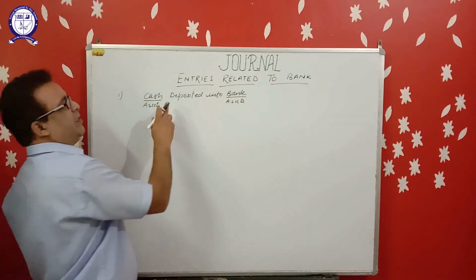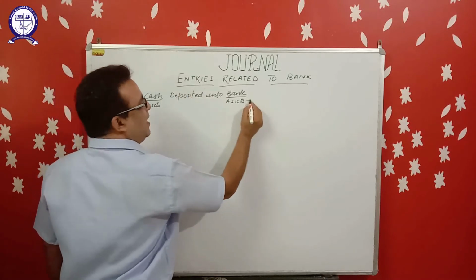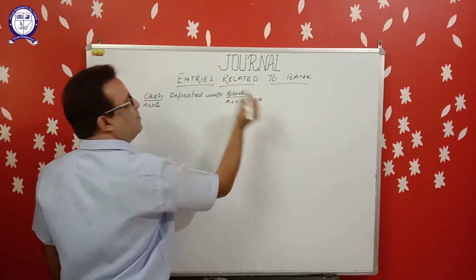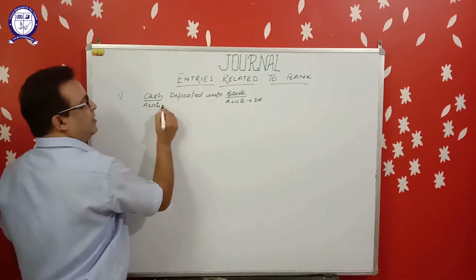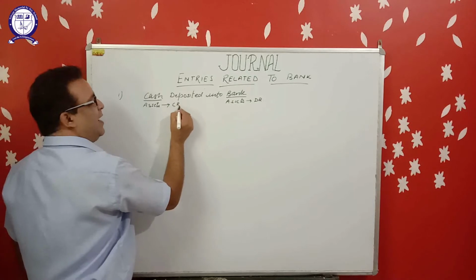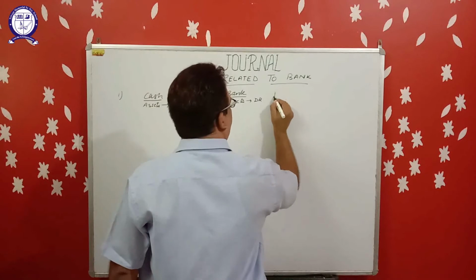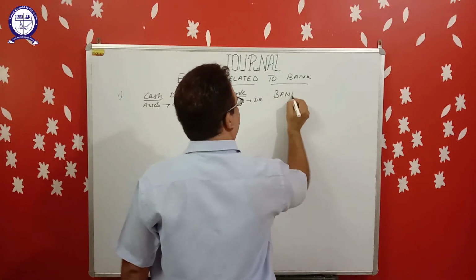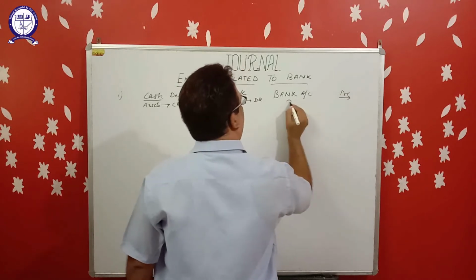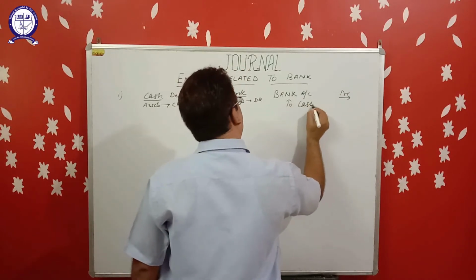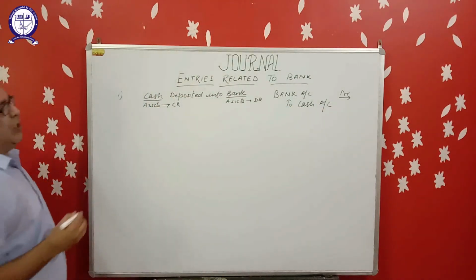When we deposit cash in bank, bank balance increases. That's why bank account will be debited in journal entry. And cash is going, cash is decreasing. That's why cash account will be credited. The journal entry will be bank account debit to cash account.